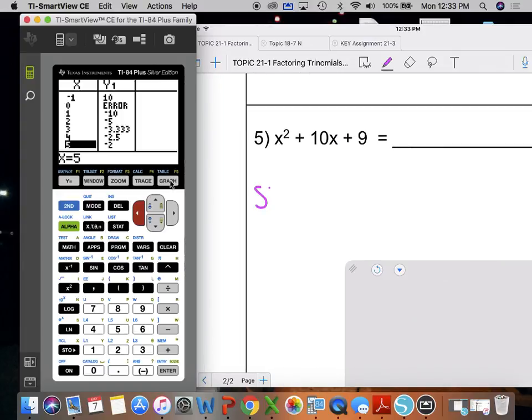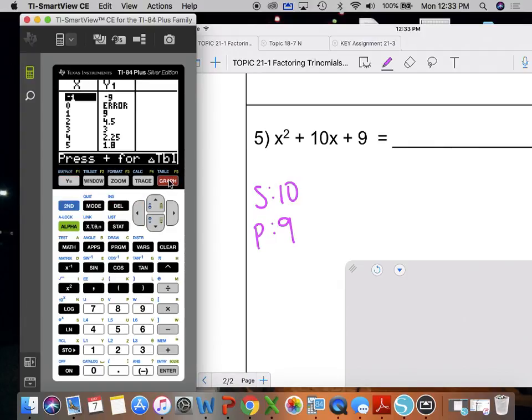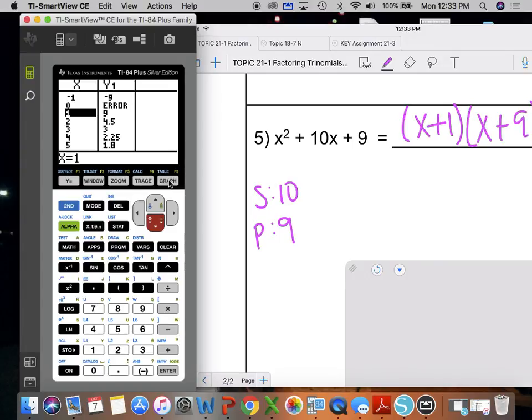Problem 5, sum is 10, product is 9. So put the product divided by x, search for the sum. 1 plus 9 would give me 10. They are both positive, so I do a positive 1 and a positive 9.